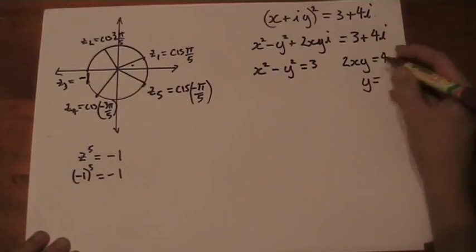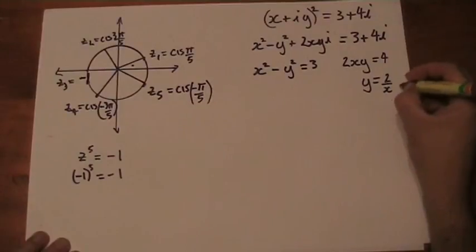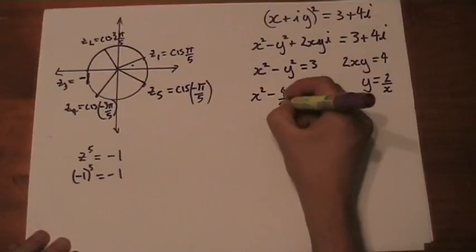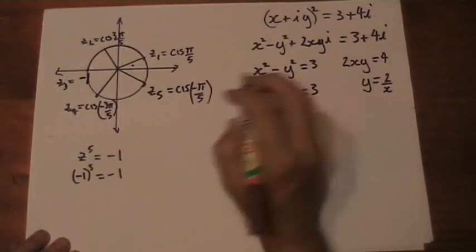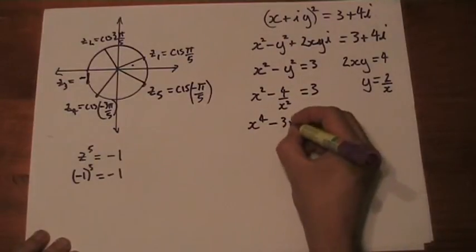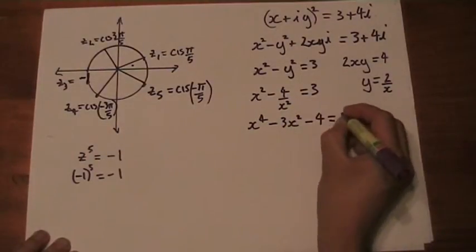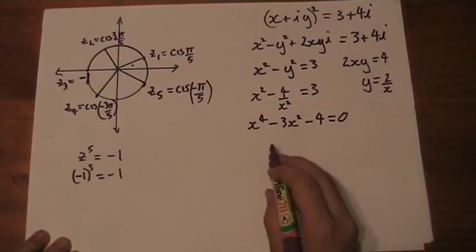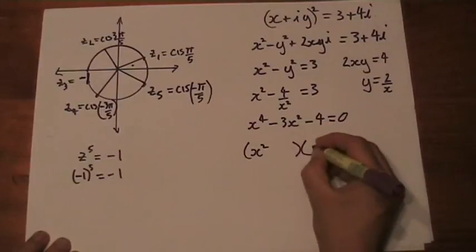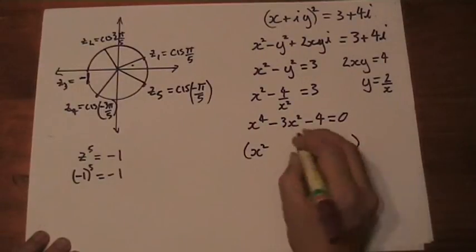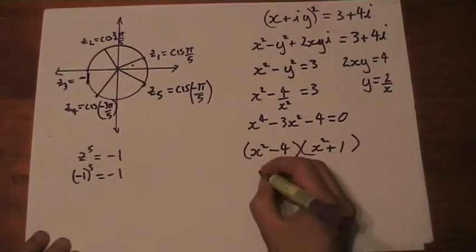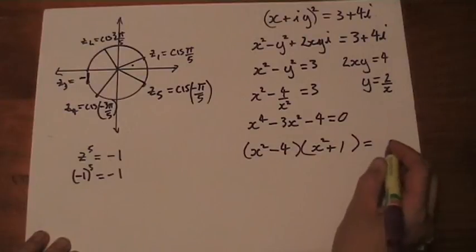I'll say y, dividing by 2x, is 2 over x. Sub that back over here: x² - 4/x² is equal to 3. Times everything by x²: x⁴ - 3x² - 4 is equal to 0. That's a quadratic in x², so I can put my x² in a bracket, (x² - 4)(x² + 1), factorising that. This one is equal to 0.